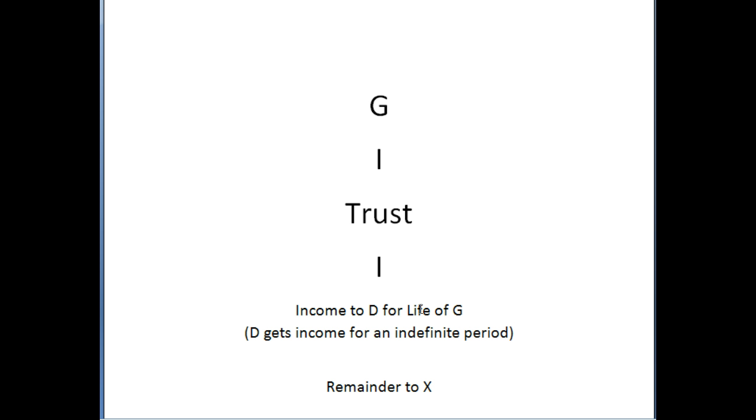Now the next illustration, we'll change it up a little bit again. In this situation, the same would be true if D's income interest is for life, but now we're going to say it's measured on the life of G, the grantor, and not on D's life. So this income goes to D for G's life, which means that D is basically going to get this income for some indefinite period because we don't know when G is going to die.